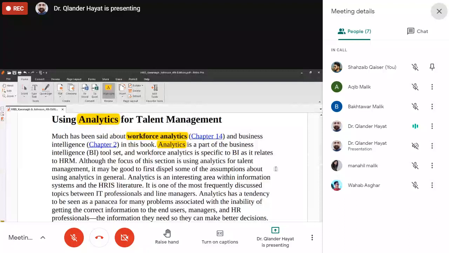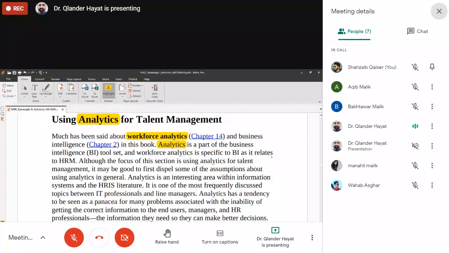Analytics is an interesting area with information systems, and it is related to the analysis of data. Analytics means analyzing the data rigorously, with certain tools, procedures or techniques. When we talk about human resource data, analyzing it is known as human resource analytics, or workforce analytics. This concept is related to business intelligence.